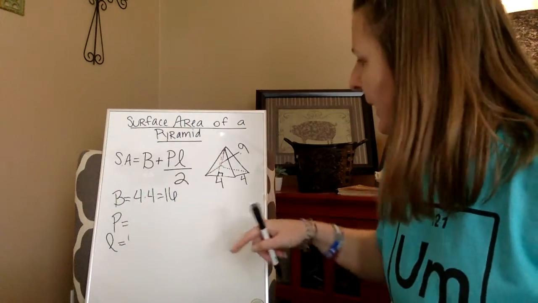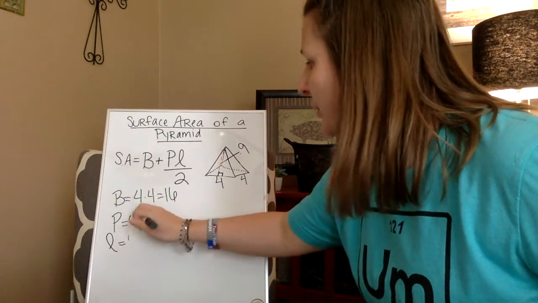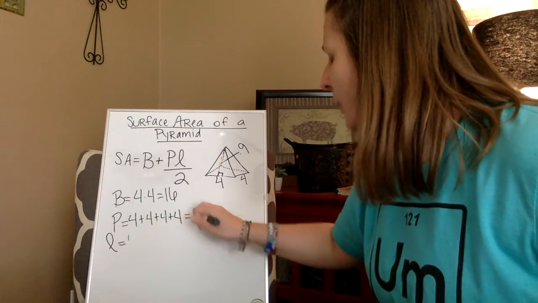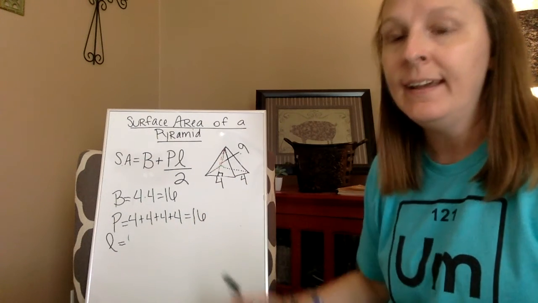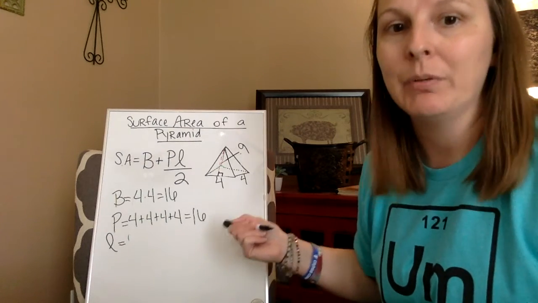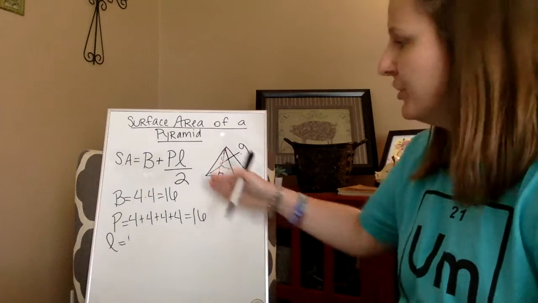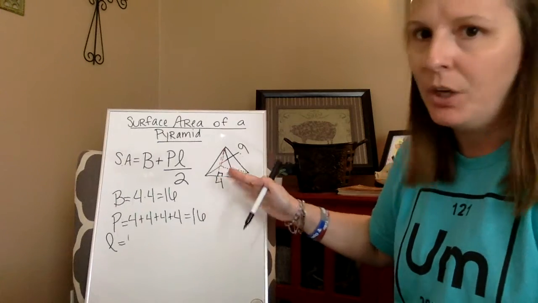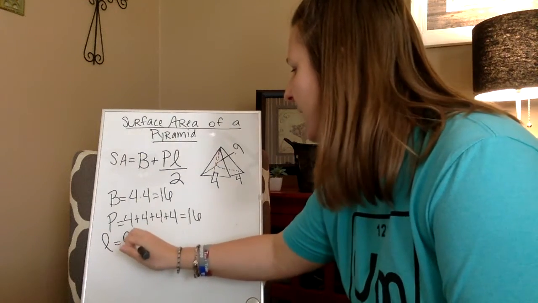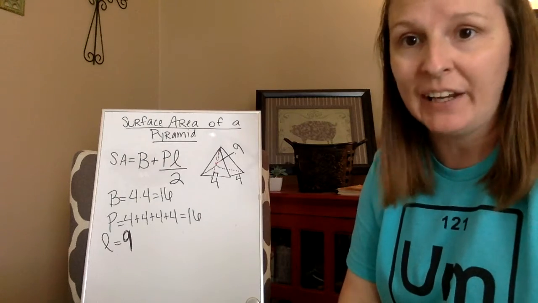Now I'm going to work on my P. This is a square at the bottom, so all of my sides are the same. I'm going to do 4 plus 4 plus 4 plus 4, which just so happens to equal 16. Yes, that is the same as your big B in this case. That's not always going to be the same, because sometimes your base is going to be a rectangle and all of your sides aren't going to be equal. This one just happens to be the same, so don't always look for that. Fancy L is 9. They give that to us already. We don't have to do anything to find it.